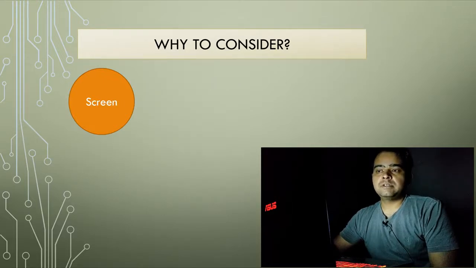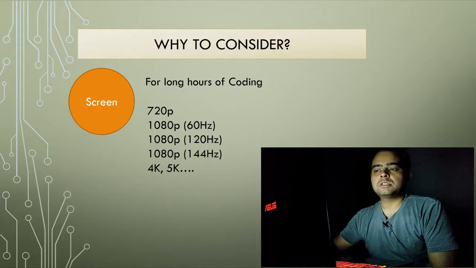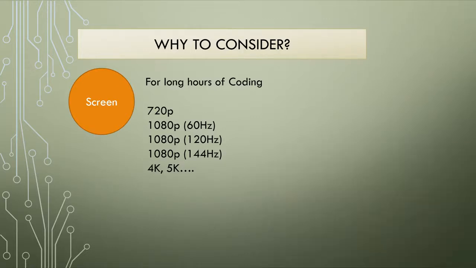Then let's discuss the screen, which is a pretty important part, and only consider this if your budget is good, something above 50k. Below that, you don't have many options. But anyway, you have options for 720p, 1080p with 60 Hz, 120 Hz, 144 Hz, and after that 4K, 5K and whatnot. 720p I won't recommend much because starting from 28,000 to 29,000 you start getting HD screens. Full HD screens.